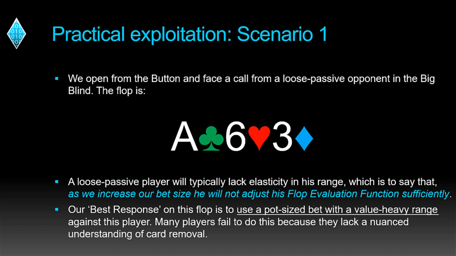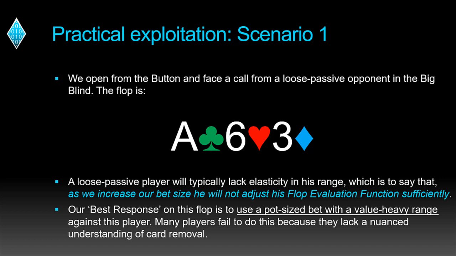So our best response on this flop, remember we're looking for our best response, we're not looking to mindlessly play a strategy that we might pick out of a report that someone else gives us about what a solver says to do on this flop. That's what I would call mindless. At least in 2018. So how do we maximally exploit our opponent? It is to use a pot size bet with a value heavy range against this player.